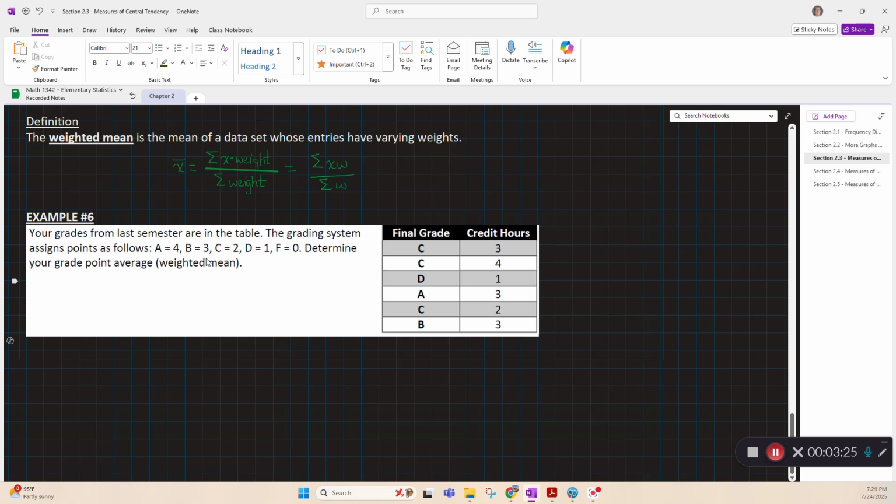Okay, your grades from last semester are in the table. The grading system assigns points as follows. A gets you 4 points, B gets you 3 points, C 2 points, D 1 point, F 0 points. Determine your grade point average. Your grade point average is a weighted mean. So, let's do that.